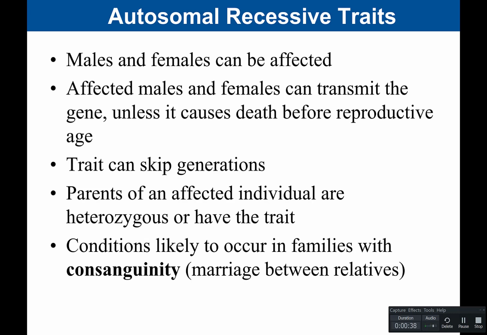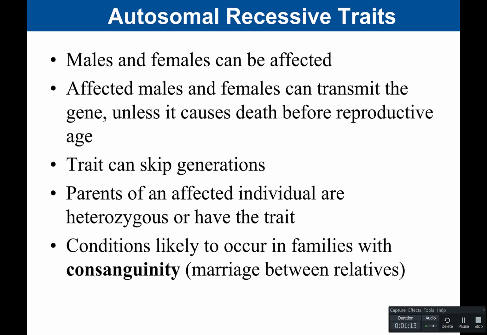So for autosomal recessive traits, things that you're looking for: males and females can be affected. So again, it doesn't favor one gender or the other. Affected males and females can transmit the gene unless it causes death before reproductive age. For example, if somebody is born with Tay Sachs, they themselves are not going to pass it on because they will die before reproductive age. But carriers can keep that trait in a population.